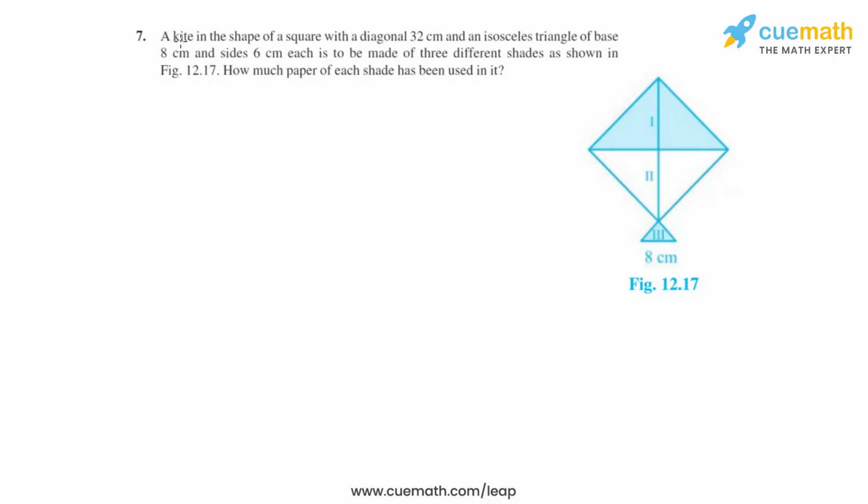Question number 7 says that a kite in the shape of a square with diagonal 32 centimeters and an isosceles triangle of base 8 centimeters and 6 centimeters each is to be made of 3 different shades as shown in figure 12.17. So we can see that region 1 is of the shade blue, region 2 is of the shade white, region 3 is of the shade light blue. We have to find how much paper of each shade has been used in it.